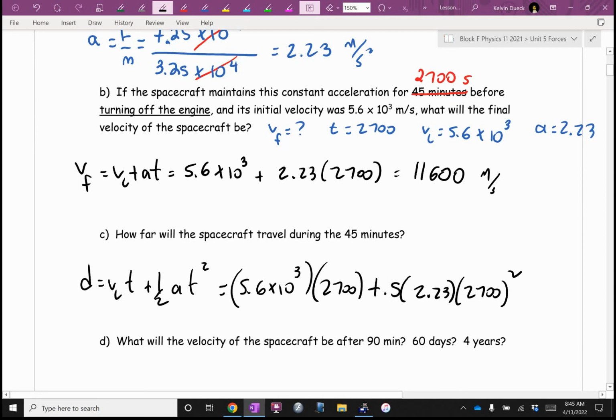This should be a fairly big distance because our final velocity was 11,000 meters per second. That's like 11 kilometers per second. That's pretty fast, and we're traveling for over 2,000 seconds. I'm expecting a big answer here.